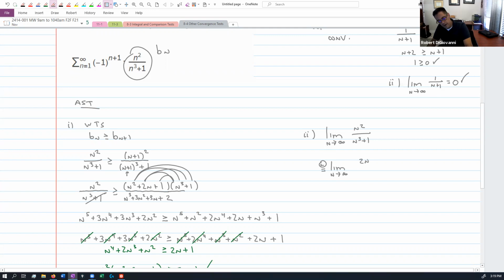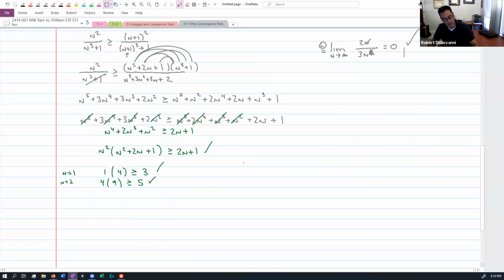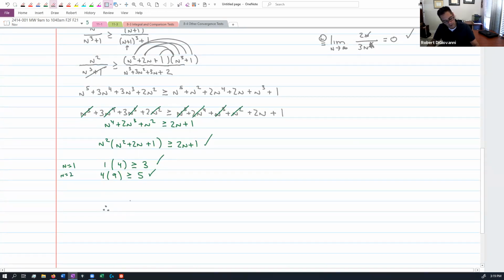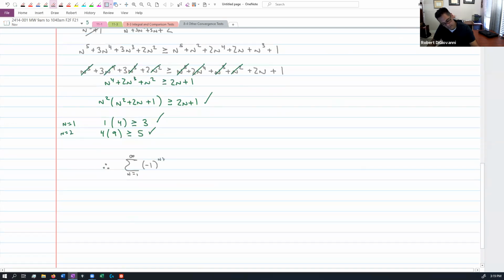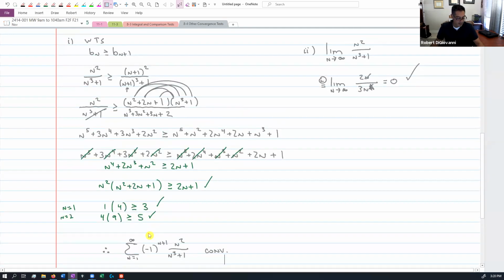And you'll get 2n over 3n squared. And then an n cancels there. And you just get 2 over 3n. Let n go to infinity. This goes to 0. And that checks out. So both conditions are met. So by the alternating series test, therefore, the original series, n plus 1 over n squared over n cubed plus 1, converges. All right. Nice test.